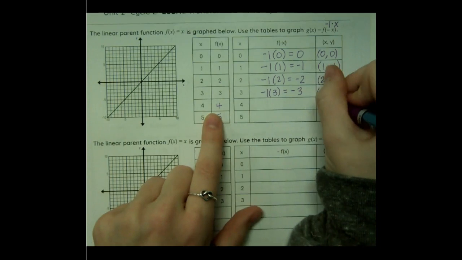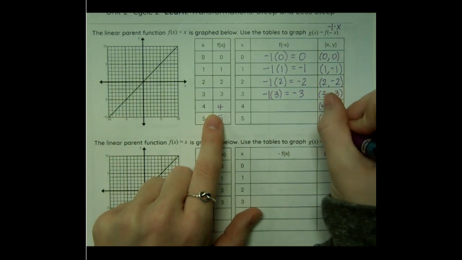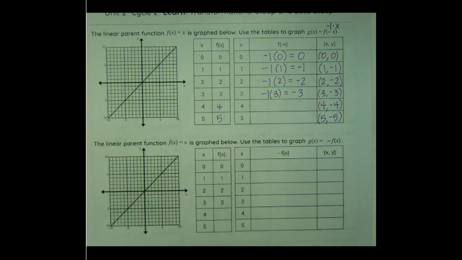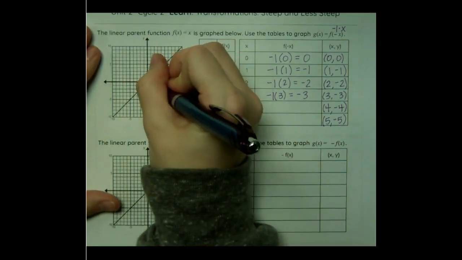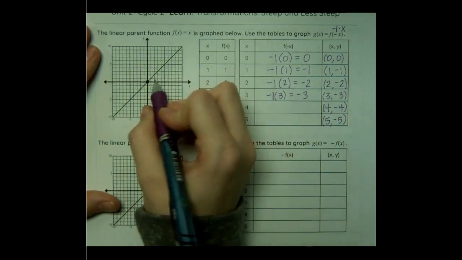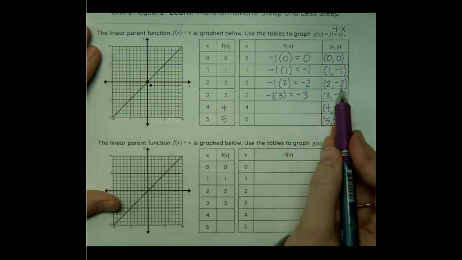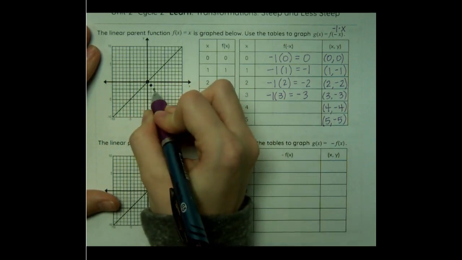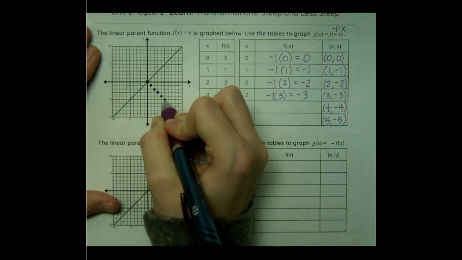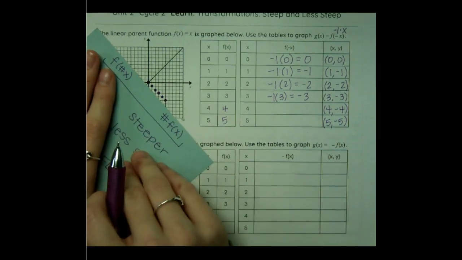So let's think about this. If I plug in a 4, I should get a negative 4. We're just changing the sign when we multiply by a negative 1. So I have all my ordered pairs. I'm going to plot 0, 0. I'm going to plot the point 1, negative 1. So I went to the right 1 and down 1. My next point is 2, negative 2. 3, negative 3. 4, negative 4. 5, negative 5. So I've got all my points. I'm going to graph my line.